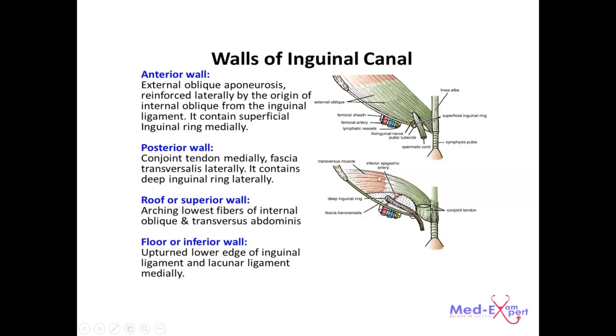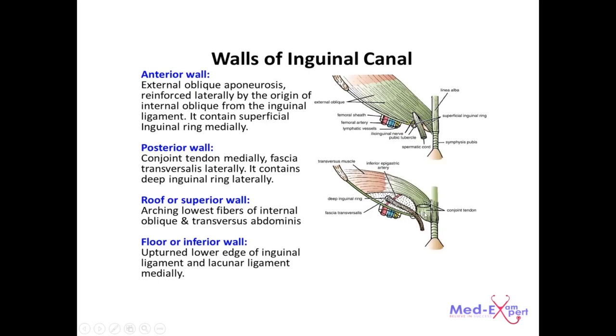The posterior wall is formed from the conjoined tendon medially, and the fascia transversalis laterally, as is clear in this picture. It contains the deep inguinal ring laterally, like here. So the anterior wall is formed from the aponeurosis of the external oblique muscle, which is this. The defect of the superficial inguinal ring lies in the medial part of it.